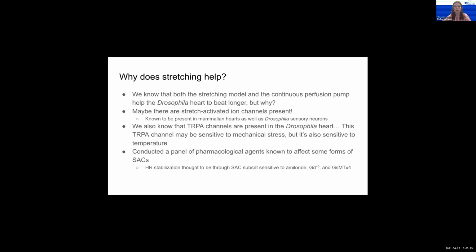We also know that there are TRPA channels present in the heart, which are known to be sensitive to temperature, but they may also be sensitive to mechanical stress or stretching. And so last semester, the Bio 446 class here at UK conducted a panel of pharmacological agents to try and identify the stretch-activated channels in the Drosophila model. The work that they did suggests that the heart rate stabilization may be due to a subset that's sensitive to amiloride, gadolinium, and GsMTx4, which is a tarantula toxin.